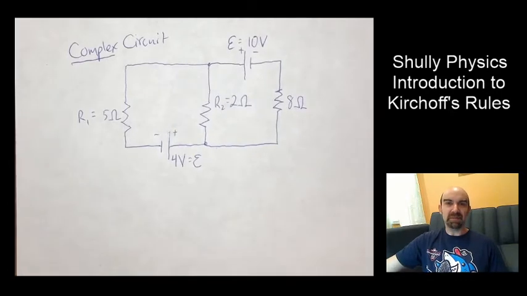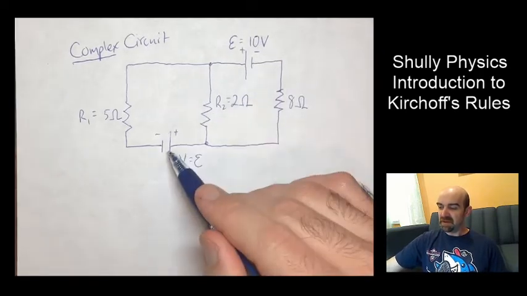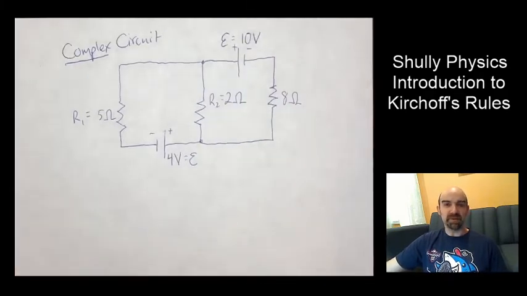But this is called a complex circuit. You can't categorize it as series, parallel, or combination because of that EMF source in two different branches of this circuit. So how do we go ahead and solve this? That's what Kirchoff's rules help us with. Now, Kirchoff's rules, they're not laws, because they're both based off of laws. They're conservation laws. Kirchoff has two rules. One is called the loop rule, and the other one is the junction rule.